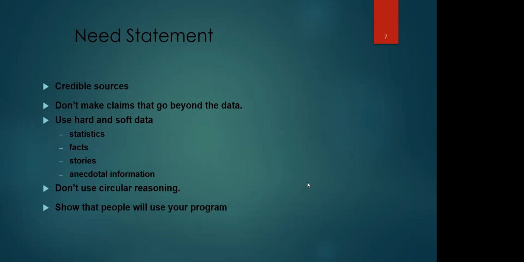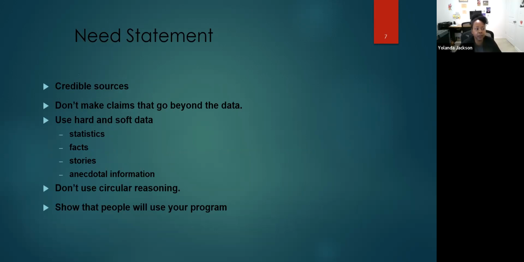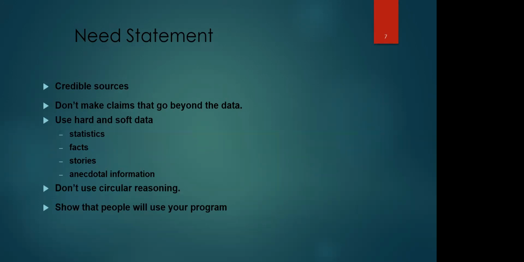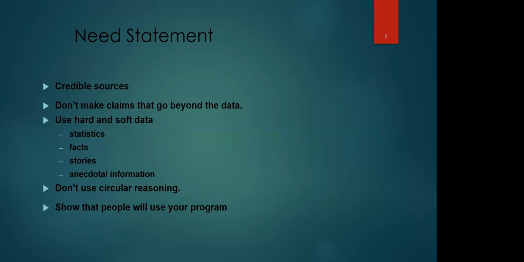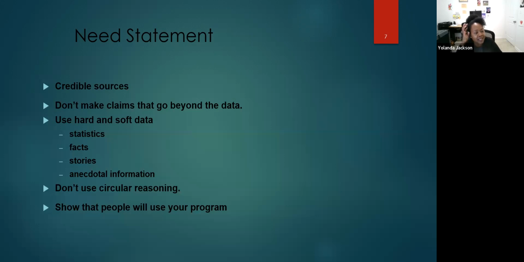Okay, now part 3. So next is our need statement. Our need statement needs to have credible sources. You can't go and talk to a crack cocaine addict on the corner and ask them, how do you build the economy? I think you get my point, right? It has to come from credible sources, right? Okay, next. Don't make claims that go beyond the data.